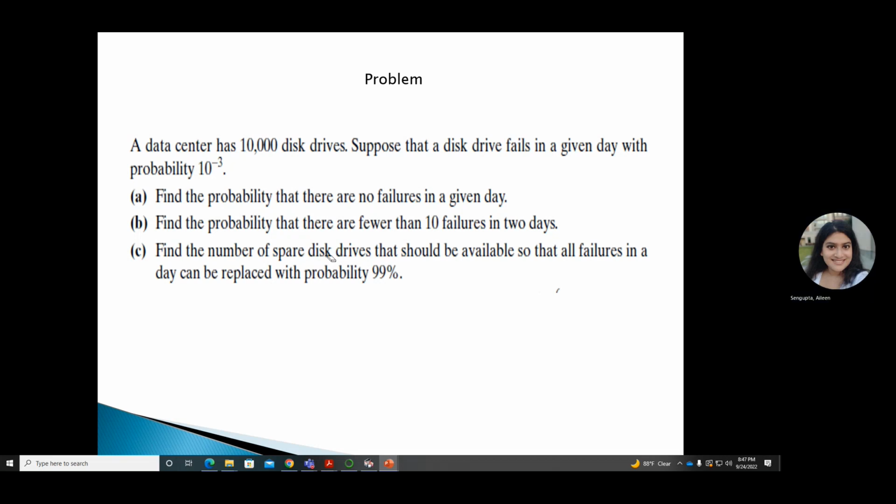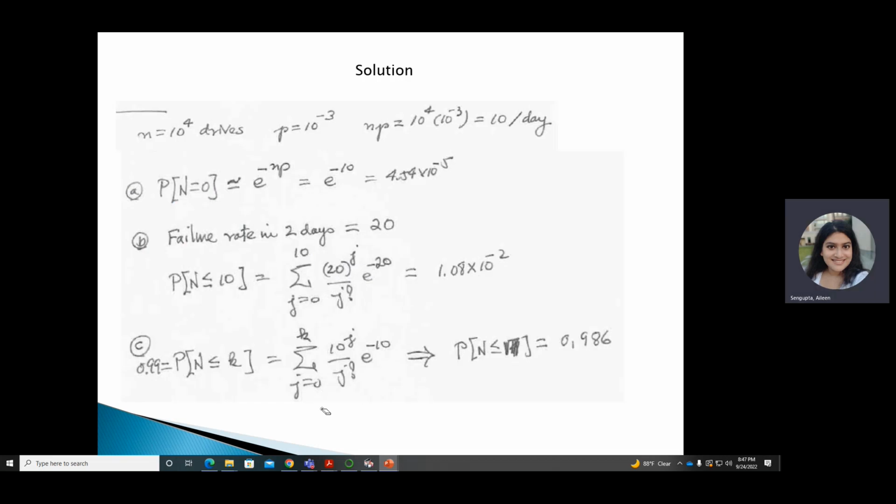That means other disk drives that should be available so that all failures in the day can be replaced with a probability of 99% or 0.99. So now I'm trying to find the number of spare disks. How do you do it? This is the distribution, and you equate this distribution to 0.99. What is the unknown factor here? The unknown factor is the number itself, because we don't know how many, but we know for sure that the probability is 0.99. So you just solve for the value of that specific number k.